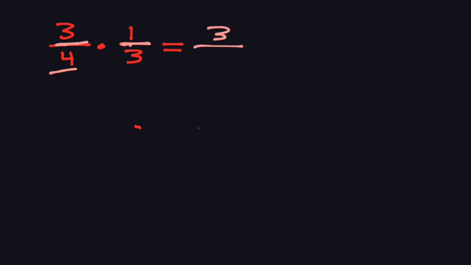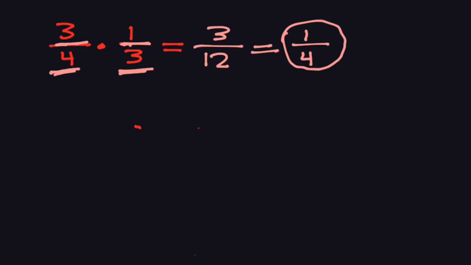Let's multiply the denominators, 4 and 3. 4 times 3 is 12. So 12 is going to be our denominator. So that's it, 3/12. That could be our answer. But 3/12 simplifies down to 1/4. So 3/4 times 1/3 is 1/4. Okay, now let's do another practice problem for multiplying fractions, then we can get into dividing them.